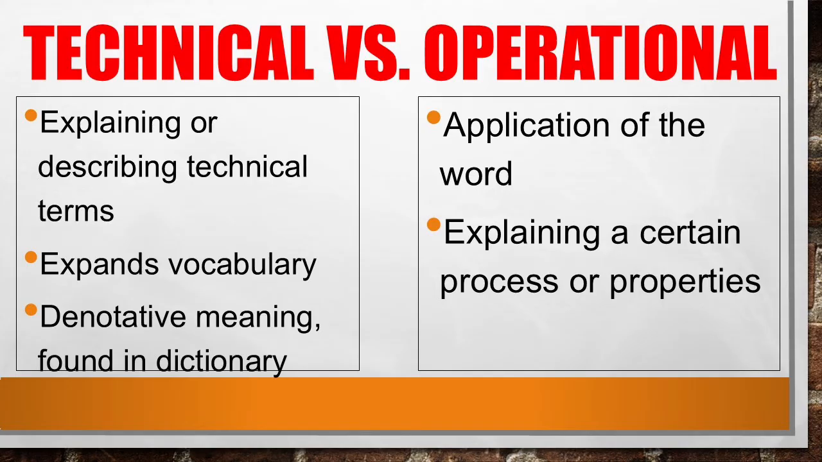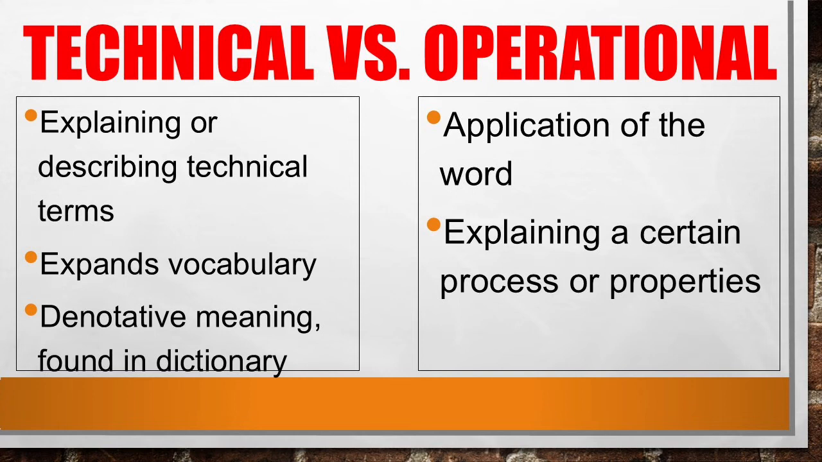And next is expands vocabulary, because technical definitions could be used in expanding the vocabulary, since most of these terms are explained in the exact manner, and it gives denotative meaning found in dictionary. So that is how the technical definition is. Next is the operational. When we say operational, application of the word or explaining a certain process or properties. If we have the direct definition for technical, we have the indirect definition for operational.